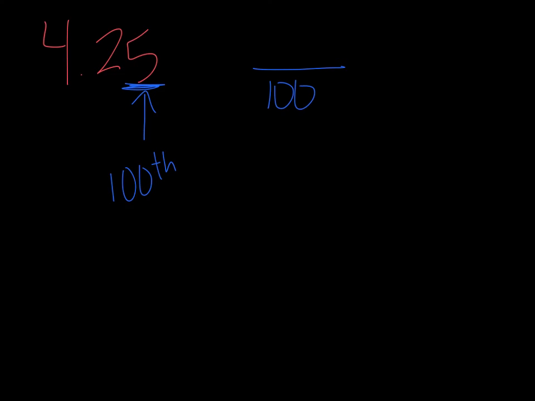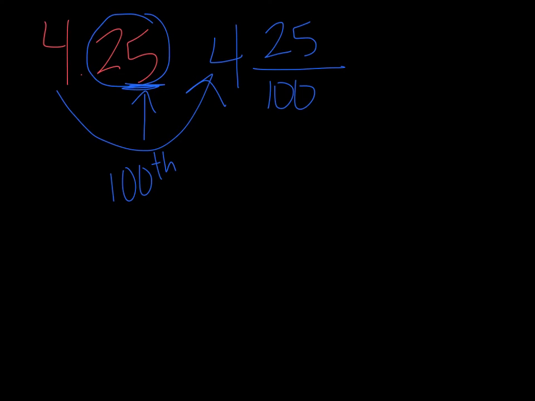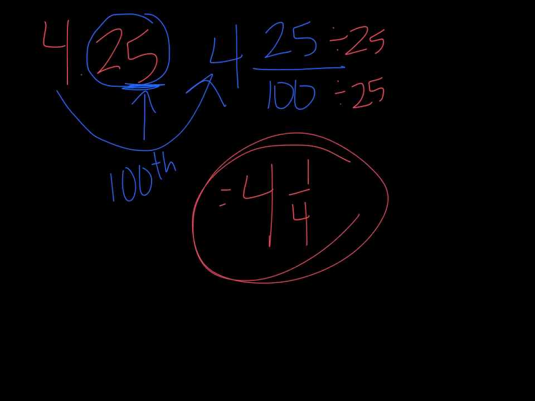So let's say we had 4.25 as a decimal, and we want to change that to a fraction. We're still going to look at the place value of the last digit. So that 5 is in the 100ths place. So 100 goes on bottom. Everything behind the decimal still goes on top. This whole number just goes out in front. So now we have a mixed number, and all we have to do is reduce. We can divide the top and bottom by 25, so we would get 4 1/4. And that's how we go from a decimal to a fraction with a whole number in front.